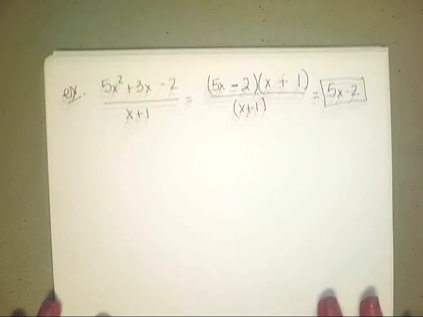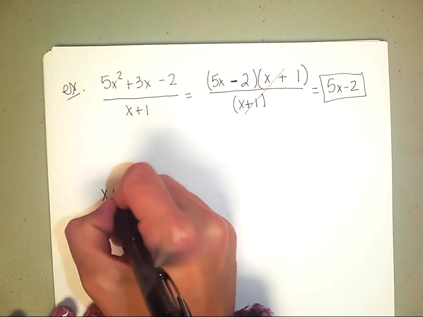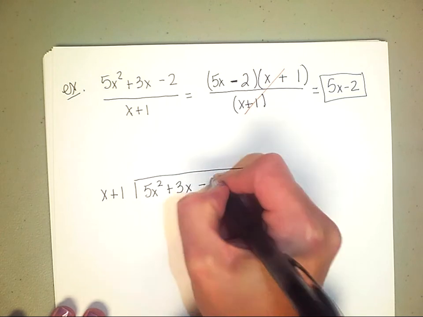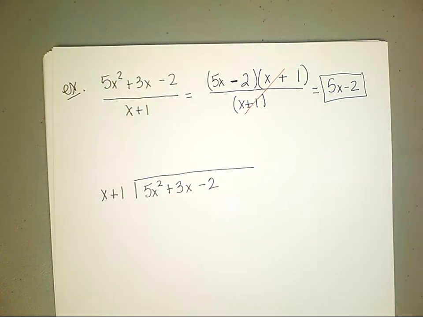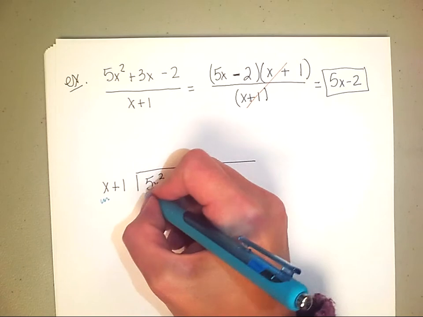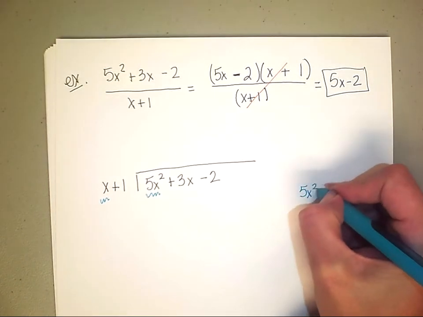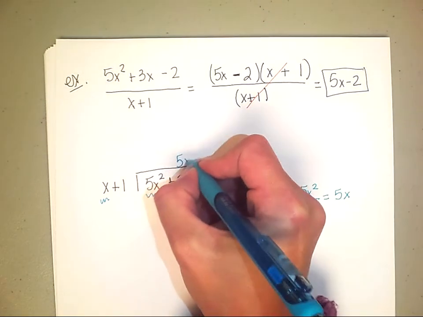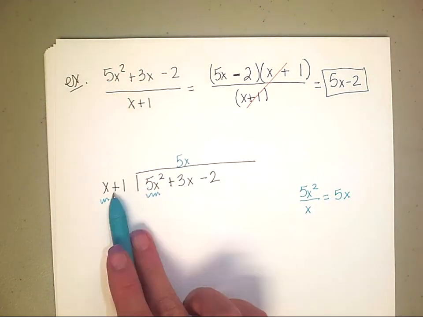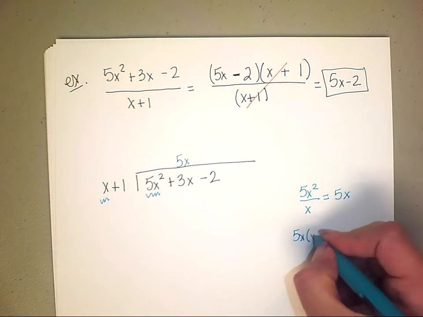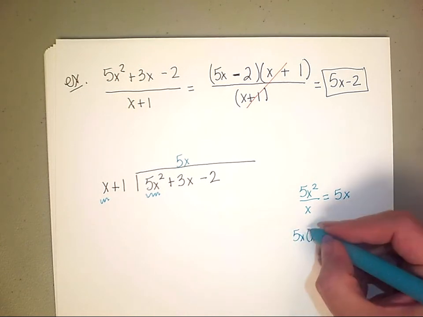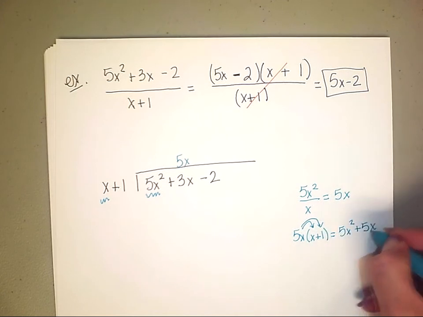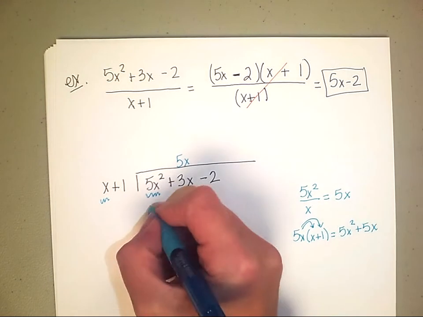So let's see what happens if we use long division with this. Okay. So x plus 1 goes into 5x squared plus 3x minus 2. And so we'll begin. We ask how many times does x go into 5x squared? That reduces to 5x. So I can put that up here. Now we have to take 5x times x plus 1. And we need to distribute the 5x through to get 5x squared plus 5x. And that's what we write down below here.